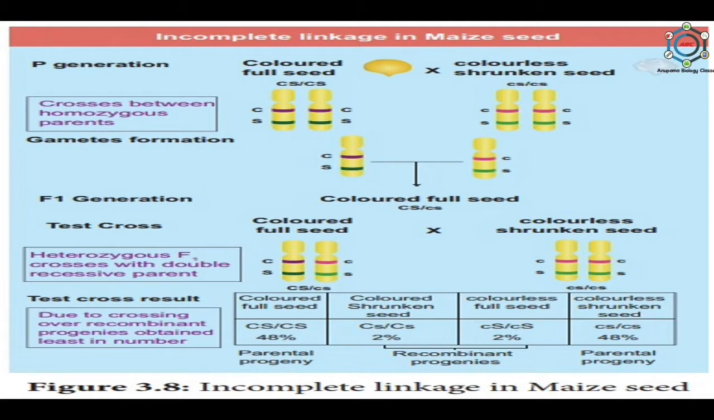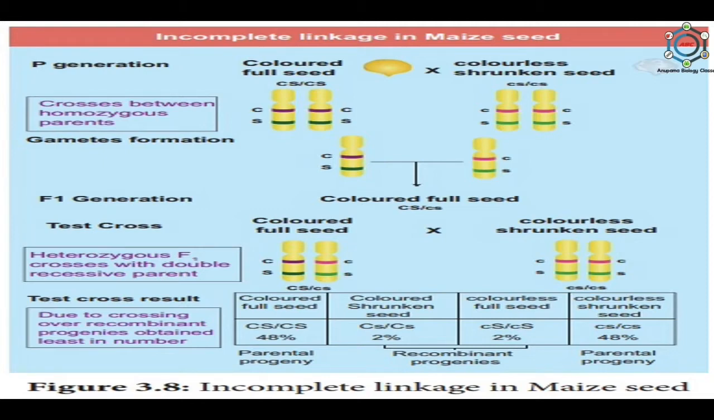A case of incomplete linkage here, between the alleles for color and shape of seed, has been observed by Hutchinson. A maize plant with colored and full endosperm seeds, that is CCSS, which you can see in the picture, is crossed with another plant having recessive alleles for colorless shrunken seeds, that is ccss. The F1 heterozygotes are found with the phenotype of colored and full seeds and genotype CcSs.